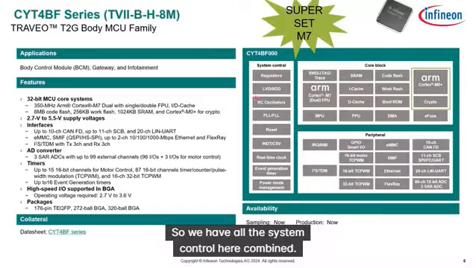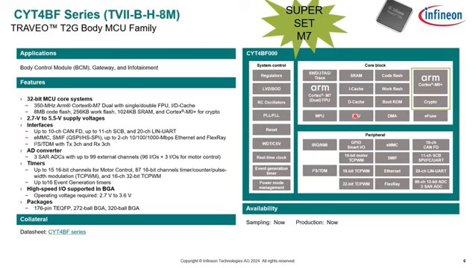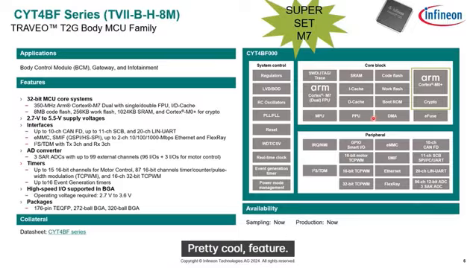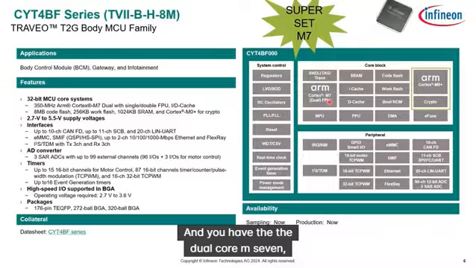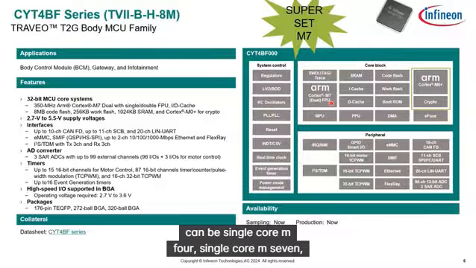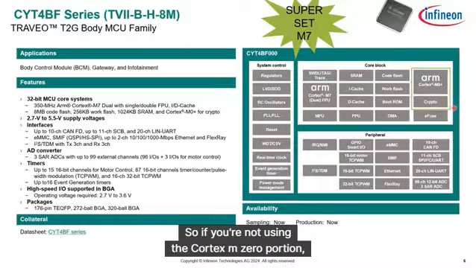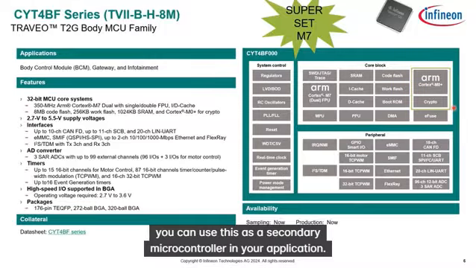So we have all the system control here combined. You have the core block with all the MPU and the PPU portion, especially for the FuSa applications. Pretty cool feature. And you have the dual core M7, which can be single core M4, single core M7, dual core M7, or quad core M7. We do have the cryptographic engine here with another Cortex M0. So if you're not using the Cortex M0 portion, you can use it as a secondary microcontroller in your application.